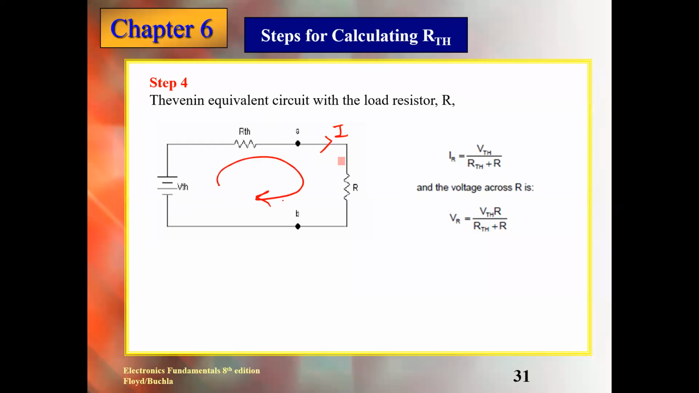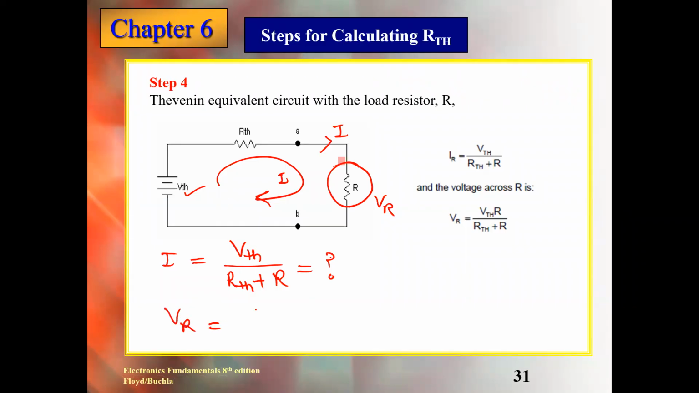So this is the current I. If I ask you to calculate I, you will calculate VTH, the voltage, divided by the total resistance, which is RTH plus R, and you can get the current. Clear? Or if I ask you to calculate the voltage here, which is VR, how can you calculate? After calculating the current, you can multiply with the resistance, or we can also apply voltage divider.